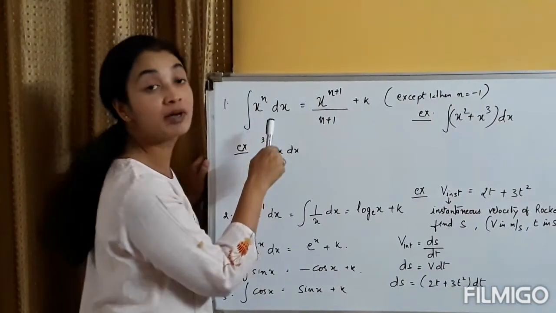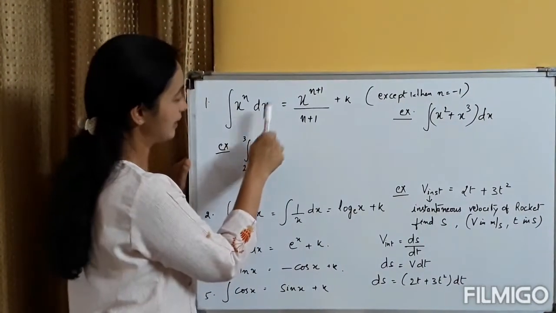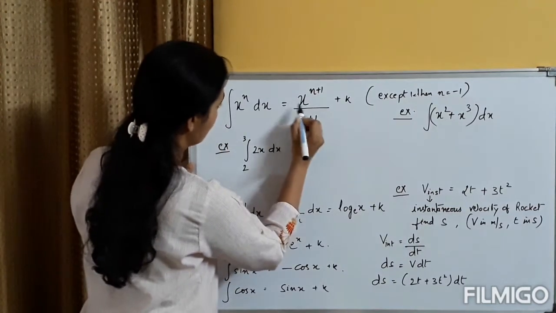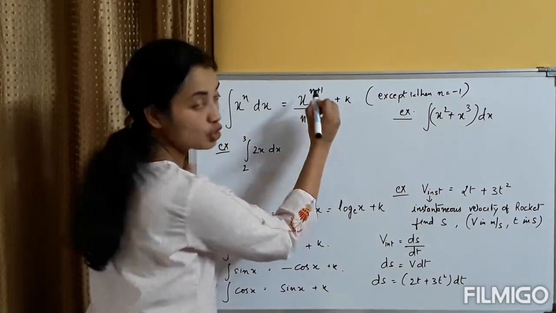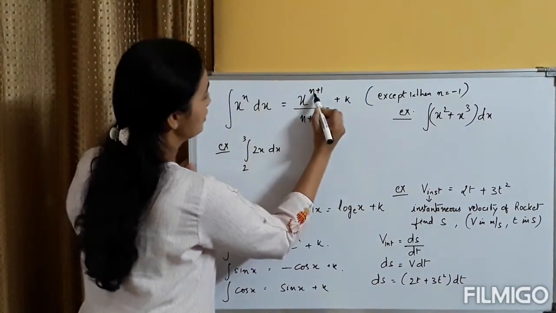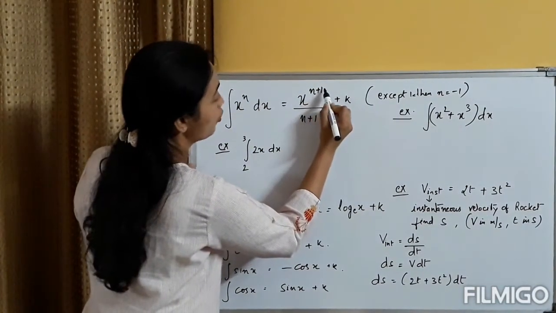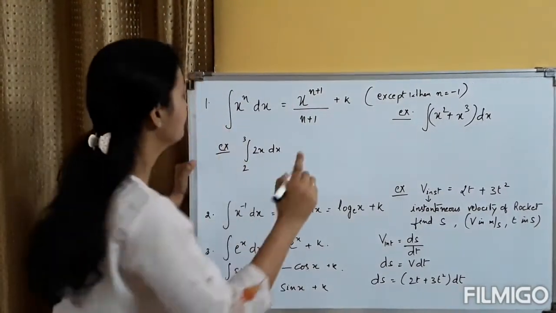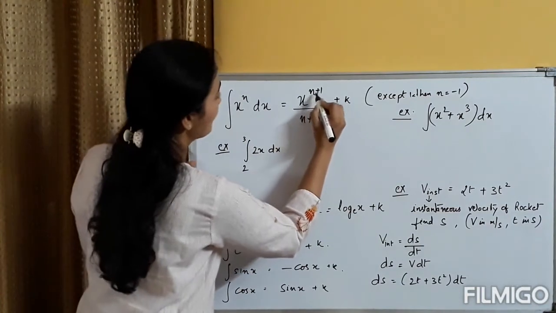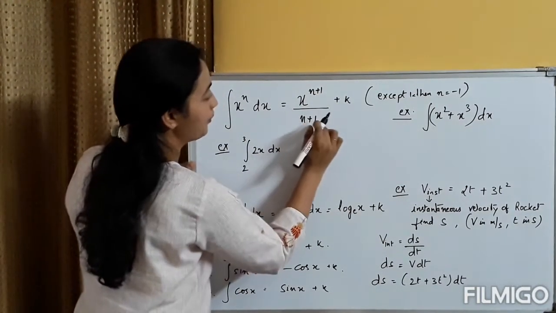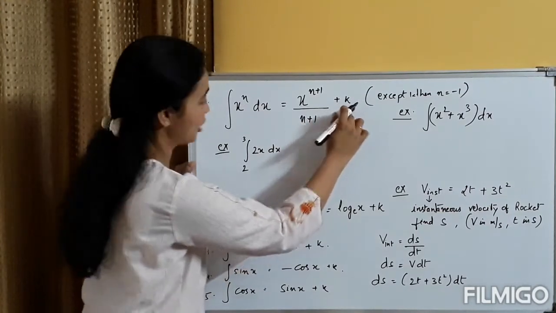Integration of x to the power n with respect to dx. How to integrate it? The result will be: you write x, then increase the power by 1. That is, the power is n, we make it n plus 1. You remember, in differentiation, we decrease the power by 1. Here it is x to the power n plus 1 divided by the new power, n plus 1, plus some constant.